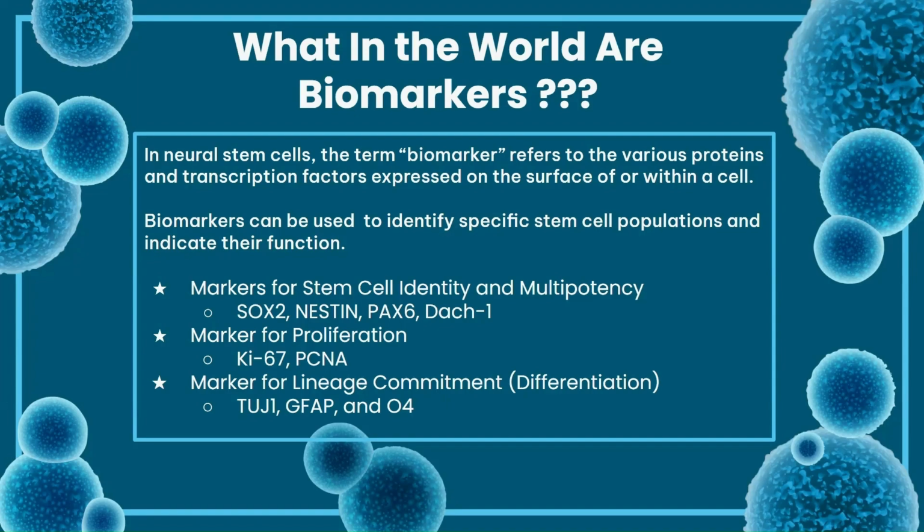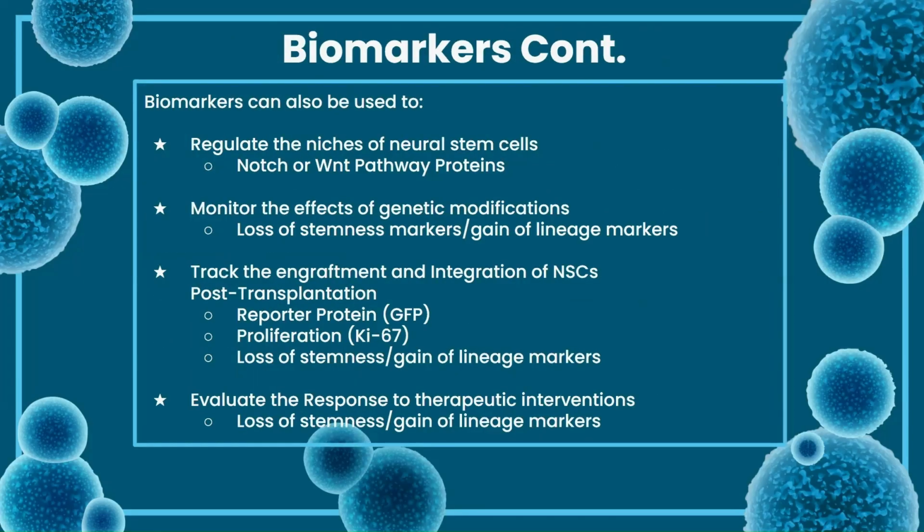Then we have those markers that tell us what type of cell a stem cell has differentiated into. So TUJ1, GFAP, and O4. We also have biomarkers that regulate niches of neural stem cells, such as those involved in the Notch or WNT pathways. We also have those biomarkers that monitor the effects of genetic modifications. So they basically tell you if a stem cell is still a stem cell. And we're looking for those lineage markers, which tell us if a cell has differentiated or committed to a cell lineage.